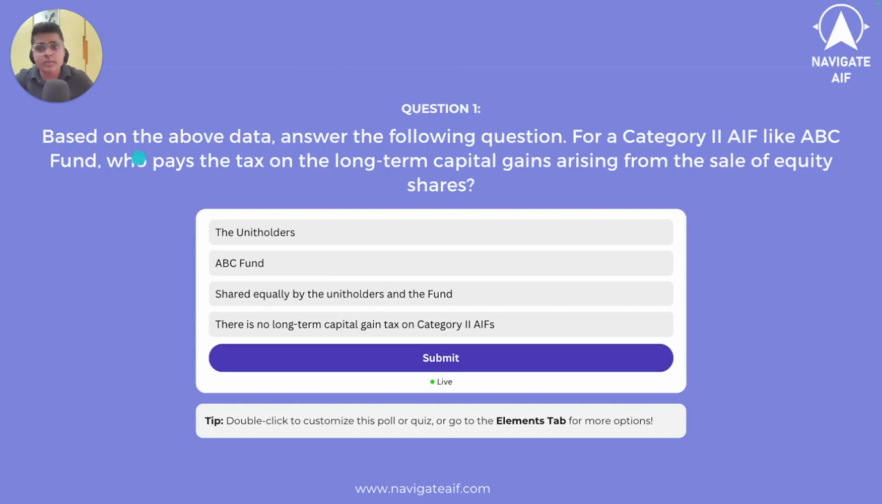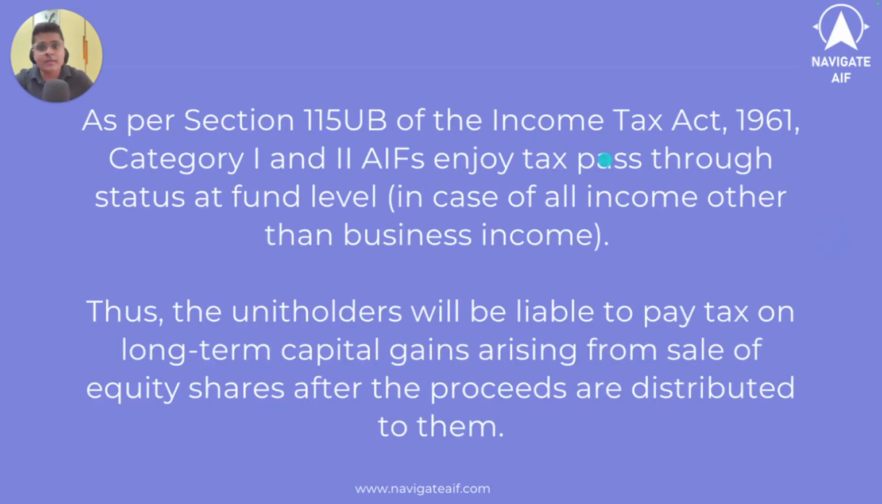The first question is, based on the above data, answer the following question. For a category 2 AIF like ABC Fund, who pays the tax on the long-term capital gains arising from the sale of equity shares? So who pays the tax in a category 2 AIF? This comes from the principle of pass-through taxation. As you would be knowing, in section 115UB of the Income Tax Act, category 1 and 2 AIFs enjoy pass-through status at the fund level.